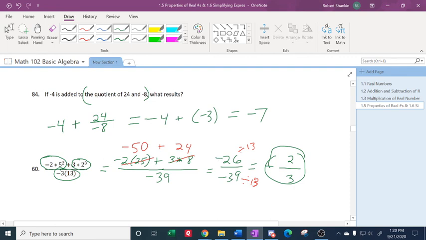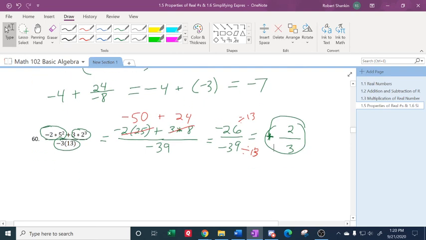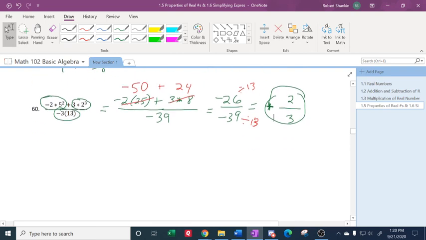Negative 26. And then negative over negative makes positive 2/3. That's my answer. And that plus sign at the end is optional. Thank you for catching me. All right. Any other questions? Thank you. That was really helpful.